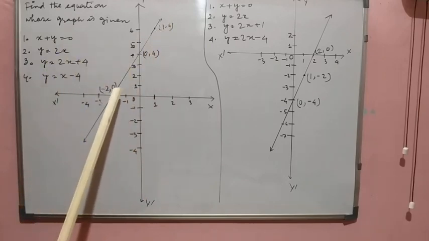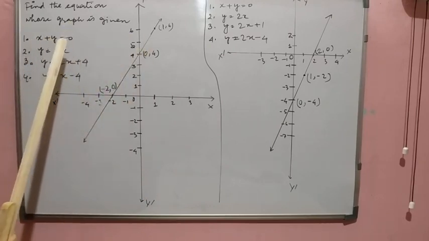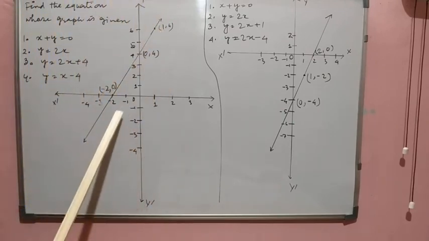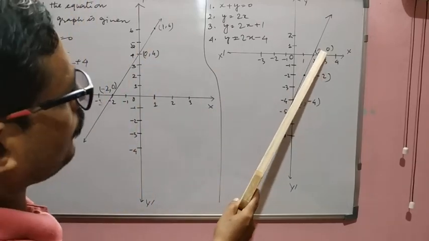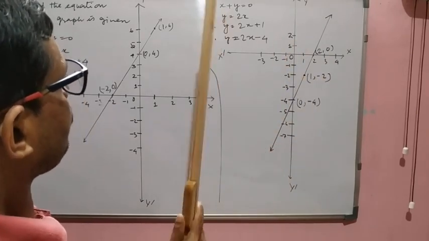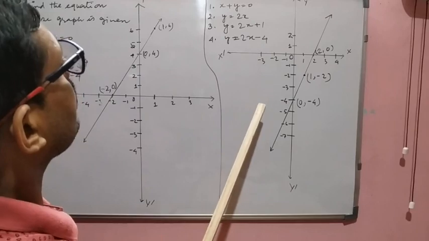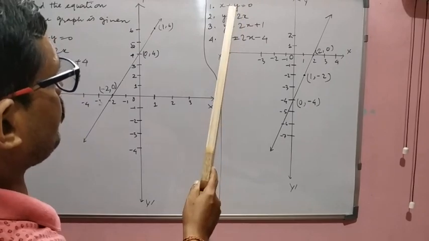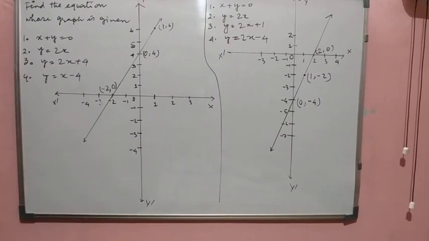Take 1, 6, 0, 4, minus 2, 0. You have to put these in each equation. If the equation is satisfied by all these three points, then that will be the required equation. Here also, 2, 0, 1, minus 2, and 0, minus 4. These three points should satisfy the equation whose graph this is. If they satisfy it, then this will be the answer. So you have to select yourself at home, and then you show me.